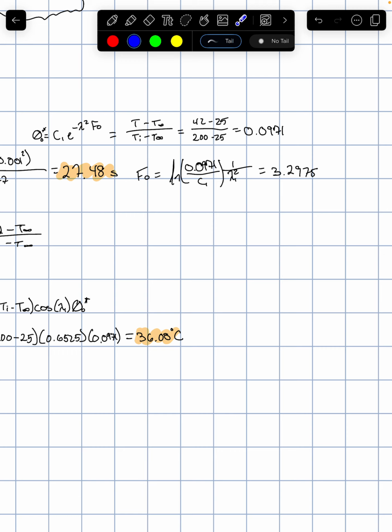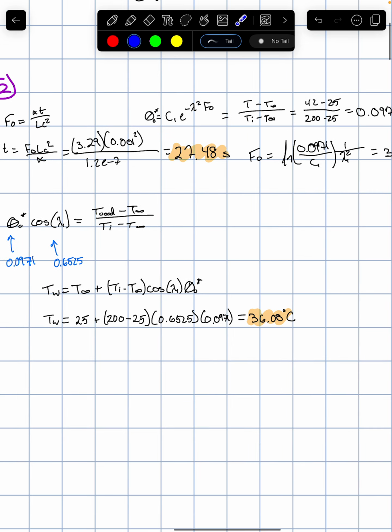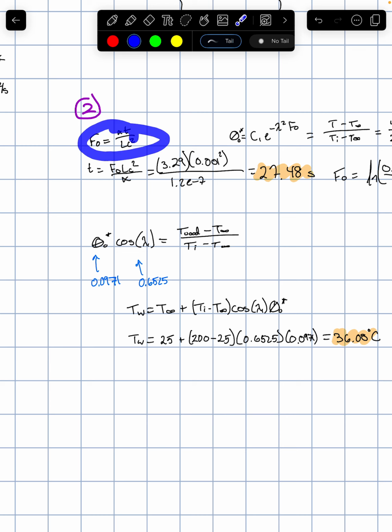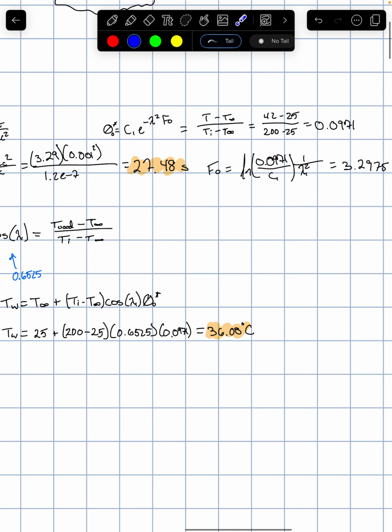So just doing that math here, we get a Fourier's number is equal to 3.2975. Using that, we can then plug that back into the original Fourier's equation and solve for time. So if we do that, we get about 27.48 seconds for the entire process to reach 42 degrees C.